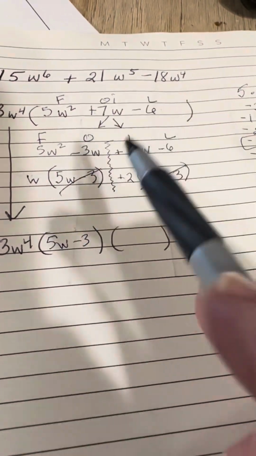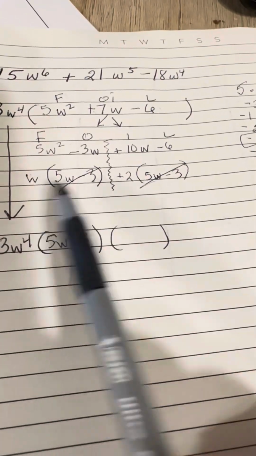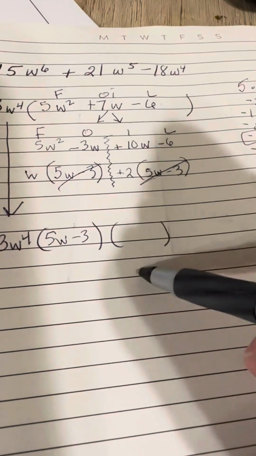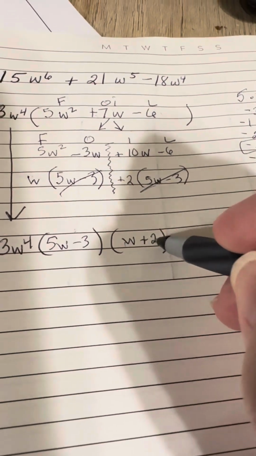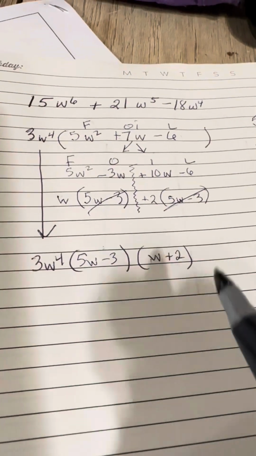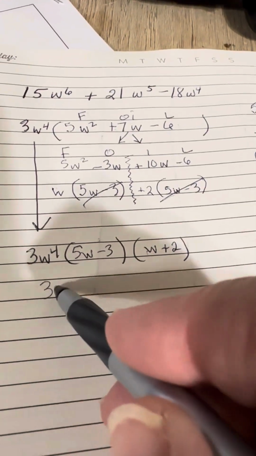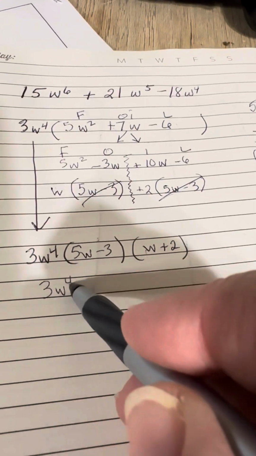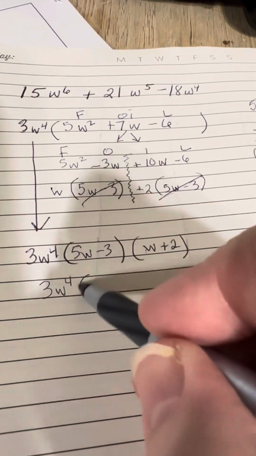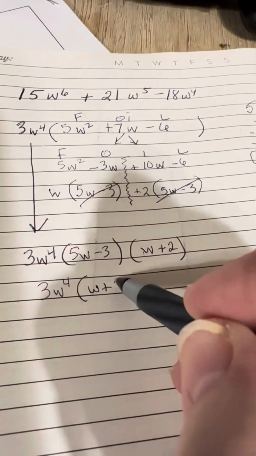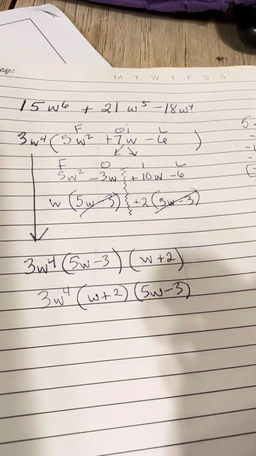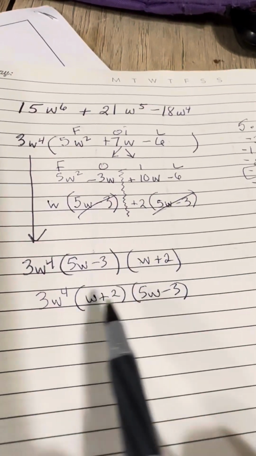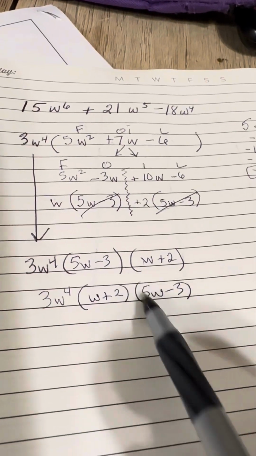So if you get rid of those, what do you have left? You have W and you have a positive 2. So W and positive 2. And so it can be written this way, or we have 3 factors to this problem. We have the 3W to the 4th power. We can write it as W plus 2 and 5W minus 3. So we could have switched the order of the parentheses like this, but either one of these is correct.